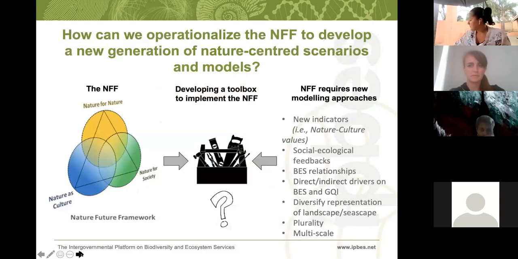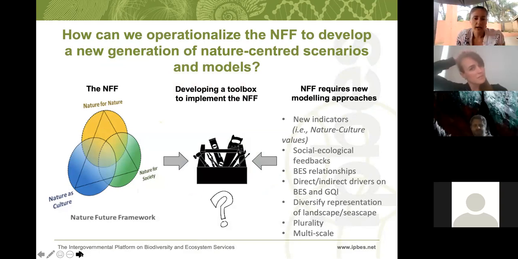And so comes the big task of operationalizing the Nature Futures framework for a new generation of nature-centered scenarios and models. So the idea is that we're going to try as a task force to develop a toolbox that will help other researchers to actually use this in some way that's useful to them. So our job is to catalyze the development of these scenarios and models, not to necessarily do it all ourselves, which is also a fine line that we have to tread.